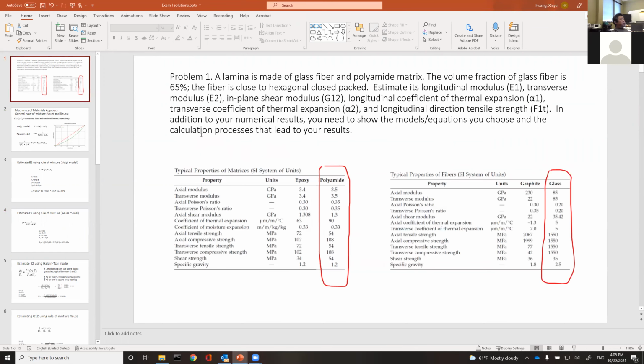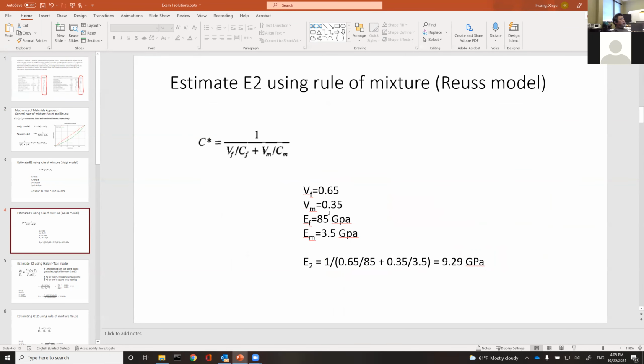So for glass we choose 85, 85, right? Both numbers are 85. For the matrix, the same thing, 3.5, 3.5. There's no difference here because the material we're working on is isotropic. Again, we plug these numbers into this equation, the inverse of the sum of the inverses. And the E2 we estimated using the Reuss model is 9.29 gigapascal.